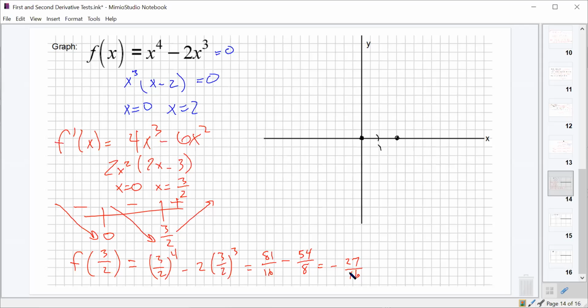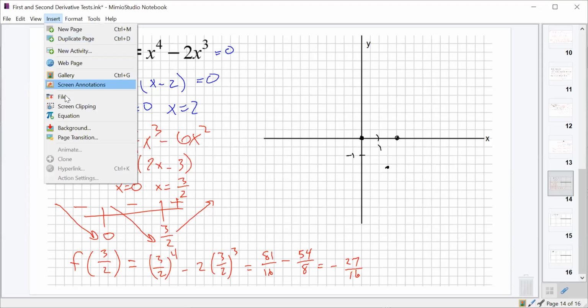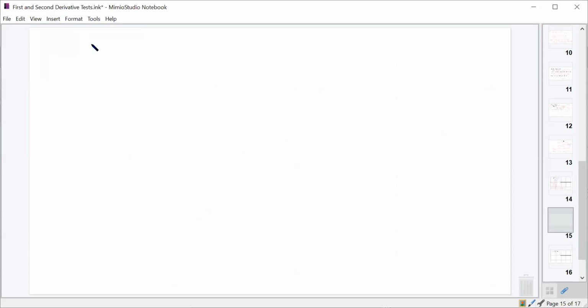You guys agree with that or no? Sure. Oh, that sounds like confidence there. All right. So negative 27/16, that's a little bit less than negative 1.5. So 1.5, we're a little bit less than 1.5. Something like there. Everybody okay with that? Yes. All right.